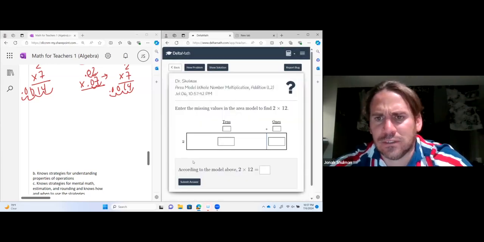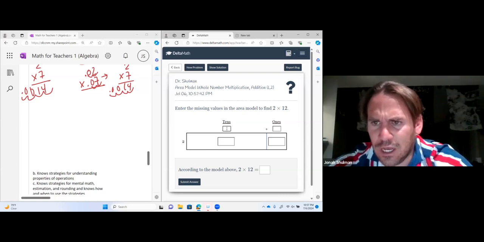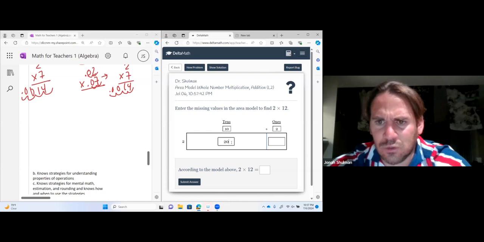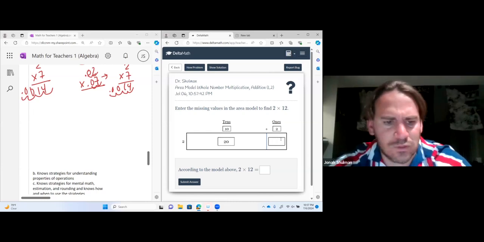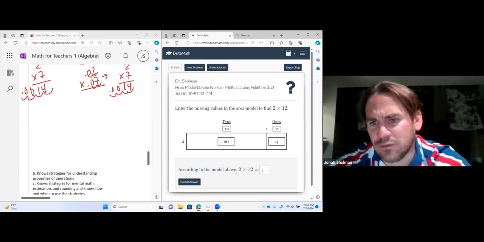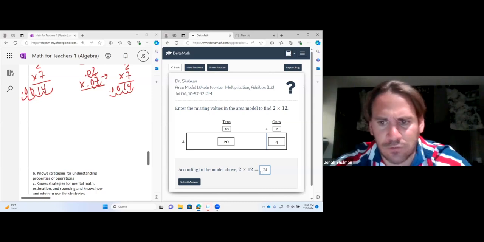All right, let's look at another one. Okay, so here we go. 2 times 12. So we've got a 1 in the tens place and a 2 in the ones place. So 2 times 10 is 20. And 2 times 2 is 4. I like this is a different way of showing it, but I like it. There's 24.